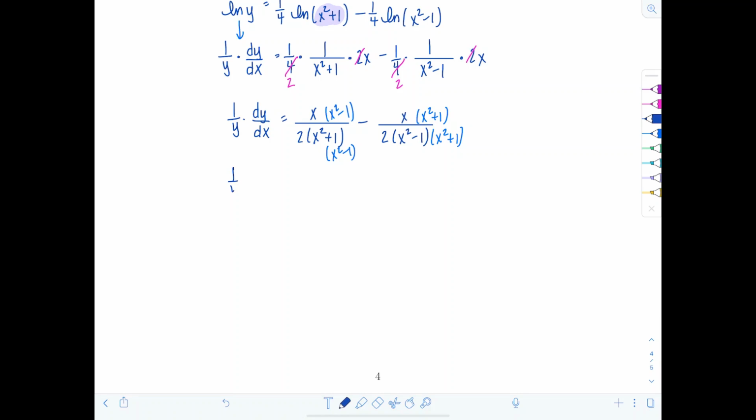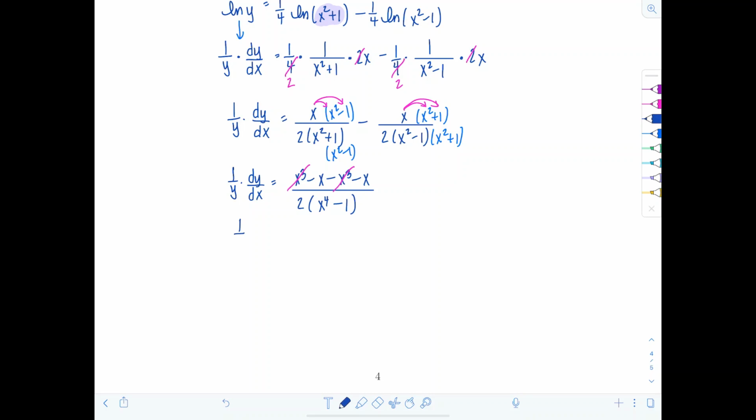And we have 1 over y times dy/dx is equal to, are you guys going to be okay? Let's just distribute and combine like terms in one shot, right? So distribute this, distribute that negative x, clean it all up. So we've got x cubed minus x cubed minus x over 2 times (x squared plus 1) times (x squared minus 1). Those are conjugates, so I'm going to end up with x to the 4th minus 1. All right, almost done. Notice x cubed cancels out in the numerator.